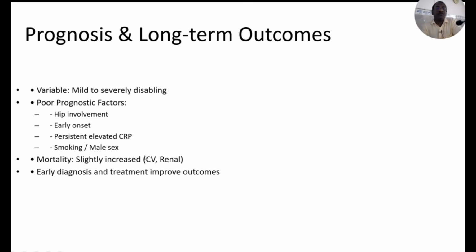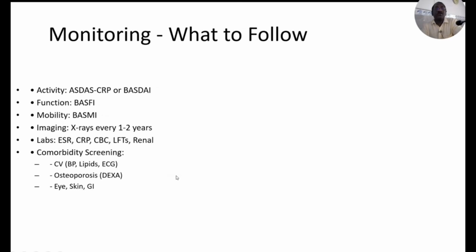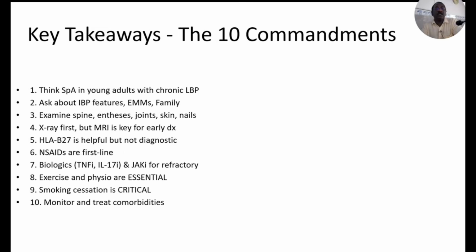Mortality is slightly increased because of early cardiovascular and early renal disease, IgA nephropathy. Early diagnosis and treatment improves the outcomes. What is more important in these diseases is early diagnosis and early treatment. Monitoring, treatment tapering. So these are the 10 commandments in this case.